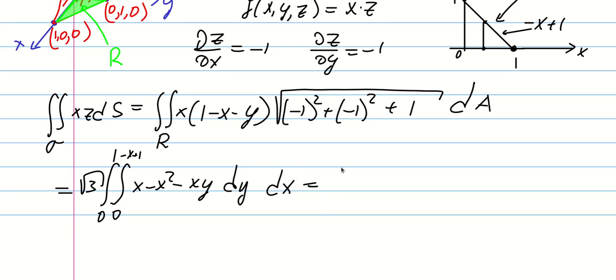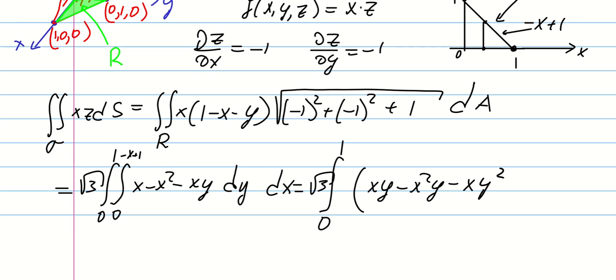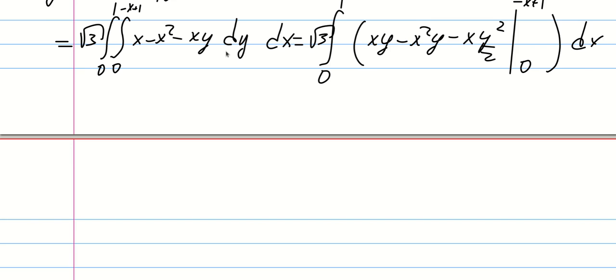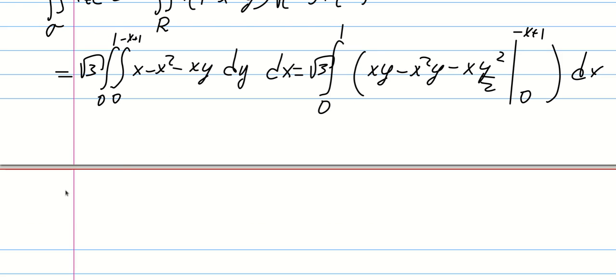So we do this out, we get the integral, or we have square root of 3, we have the integral from 0 to 1 of, so first with respect to y, so it's xy minus x squared y minus xy squared over 2 from 0 to minus x plus 1 dx. So we did this out. Next thing is to move forward and plug everything in.